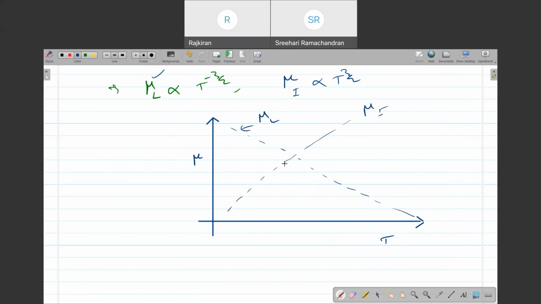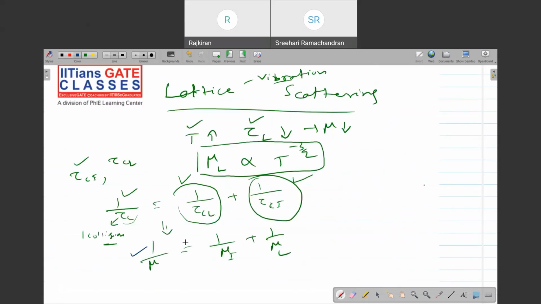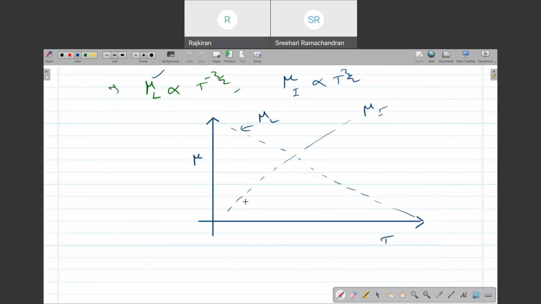in this region, whichever is lower will contribute, because it's like two resistors in parallel. If there are two resistors in parallel, this is R1, this is R2. Whichever is lower will account for my final value. Suppose R1 is 1K and R2 is 1 mega. What will be my total resistance? It will be near 1K, less than the lowest resistance. Similarly here it is a parallel combination, so whichever is less will dominate my total.